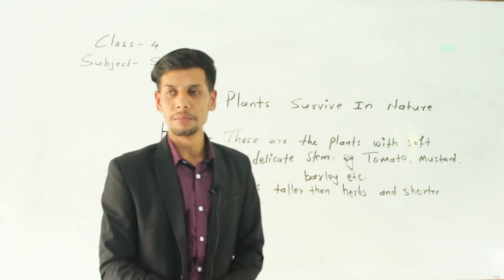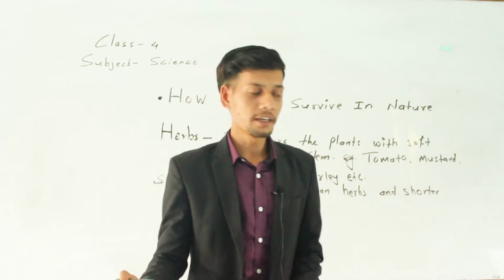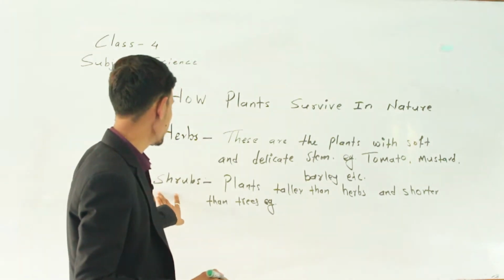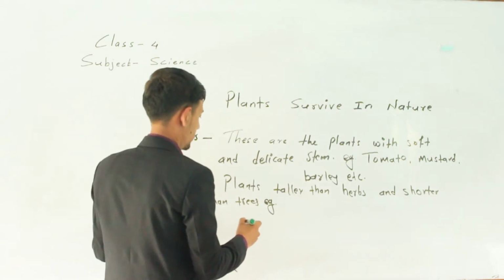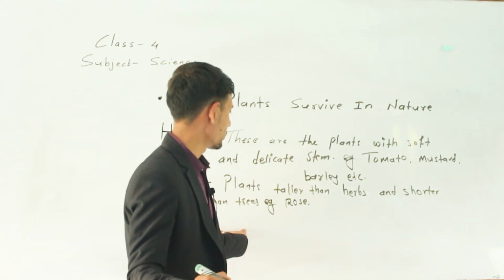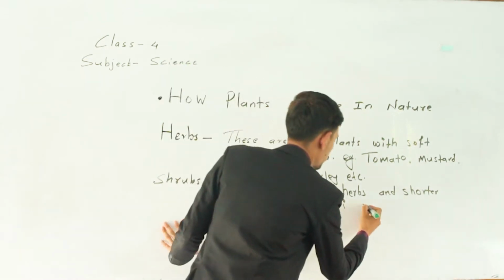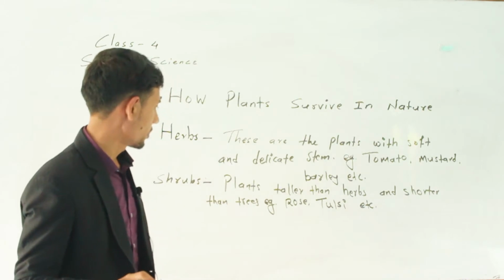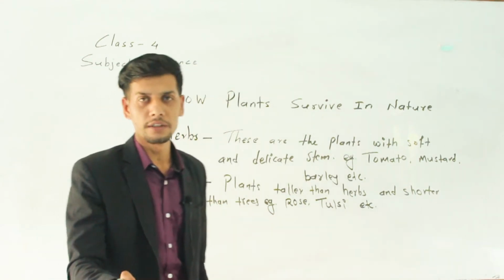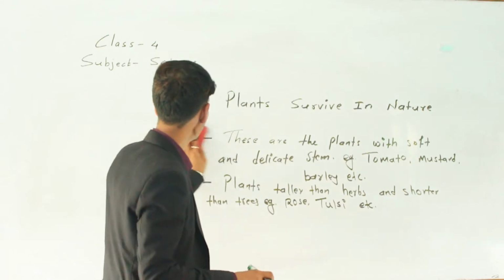So can you tell some examples? They are also bushy in nature and they have many branches. As an example, guess which plant lies in this group? Can you guess? Okay, rose plant. Similarly, can you guess another? Tulsi. You know tulsi? Tulsi plant, etc. Also lemon, okay? You can add here. They are some examples of shrubs. And they have more branches than herbs.